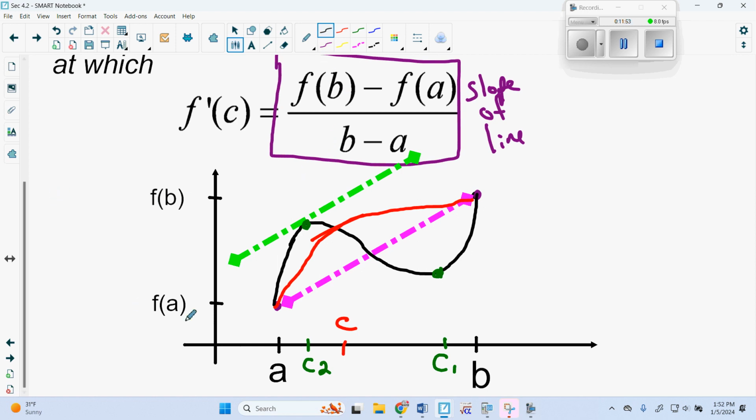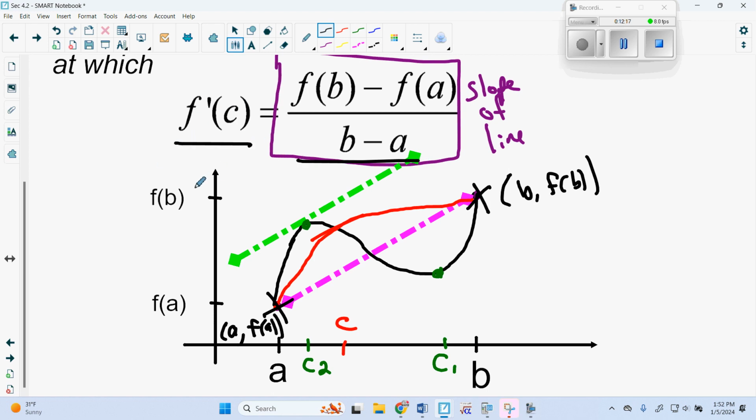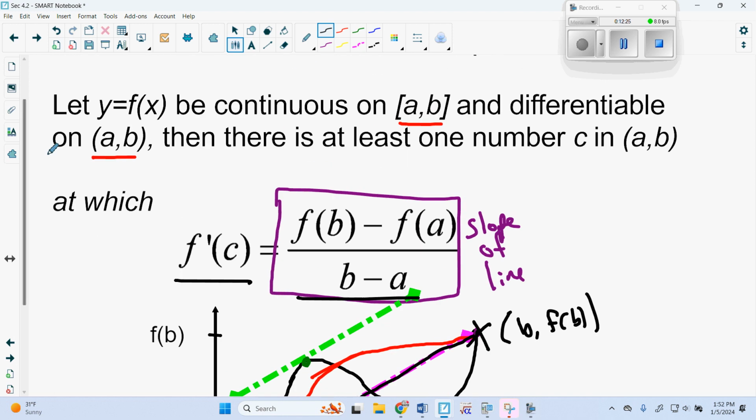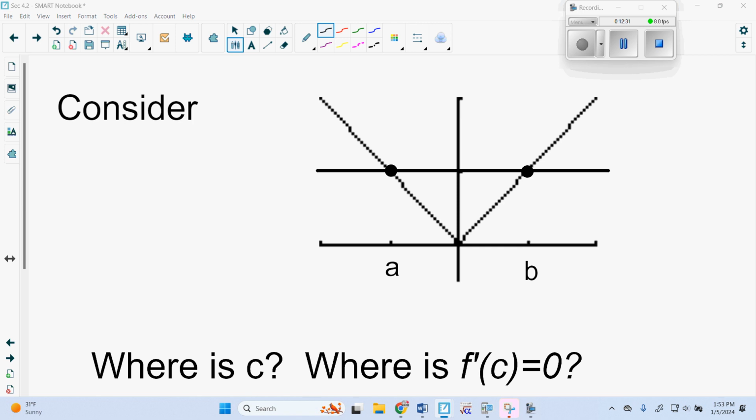But all this is saying is if you go between a, f of a and b, f of b, right? This is the point b, f of b. And down here, this is the point a, f of a. If you go between those 2 points and you find the slope, and that's the right side of the mean value theorem here, there has to be some point on the function where the derivative at that point, the slope of the tangent line at that point, has to equal the slope between these 2 points. So that's the mean value theorem. Now, a few things.